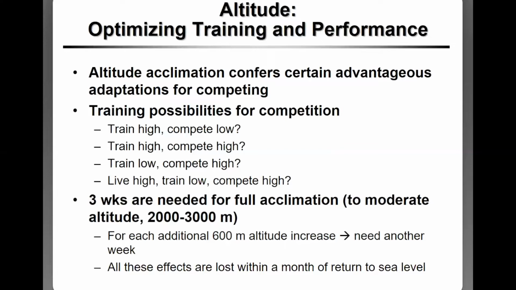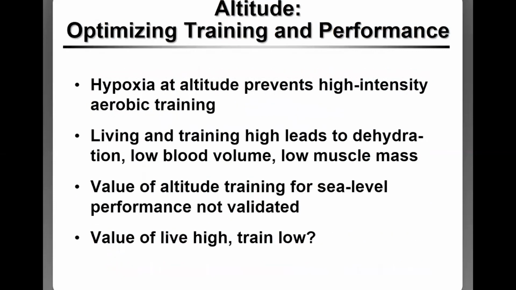What we do know is that 3 weeks of acclimation or acclimatization are needed to receive the full adaptations. And this is at moderate altitude, so 2,000 to 3,000 meters. For each 600-meter ascent, another week of acclimation is required. And all of these effects are lost within a month of return to sea level.